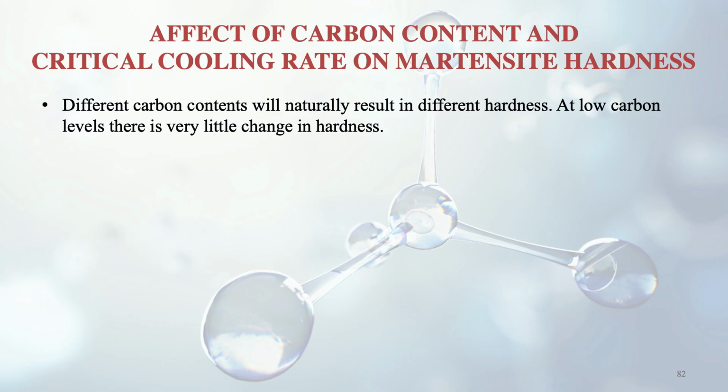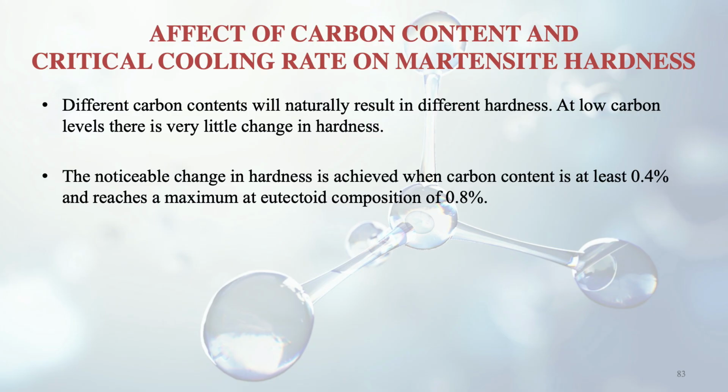Now we shall see the effect of carbon content and critical cooling rate on the martensite hardness. So now we will be seeing only the cooling rate inside martensite itself. Different kinds of martensite can also be there. So cooling rate only for martensite, not for others like pearlite and other things. Different carbon contents in martensite will naturally result in different hardness. At low carbon levels there is very little change in hardness. So obviously if within the martensite the carbon level is less, then it will be a lesser hardened martensite.